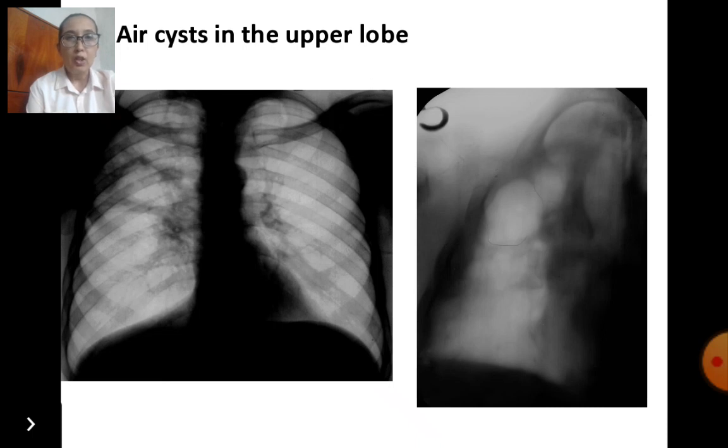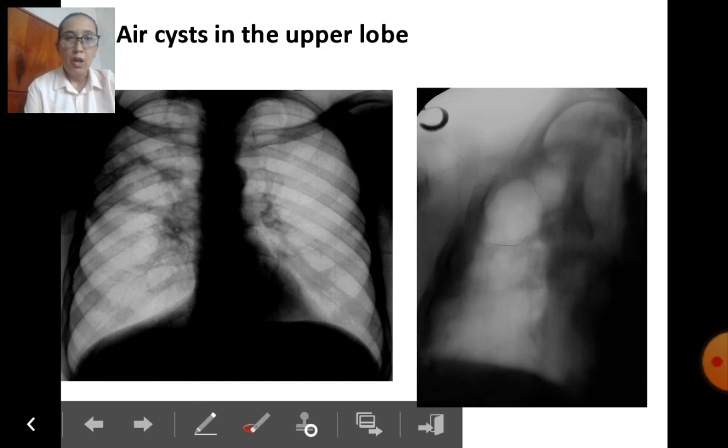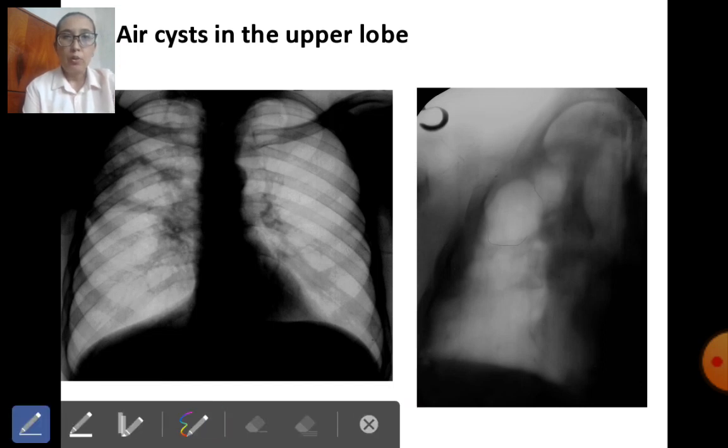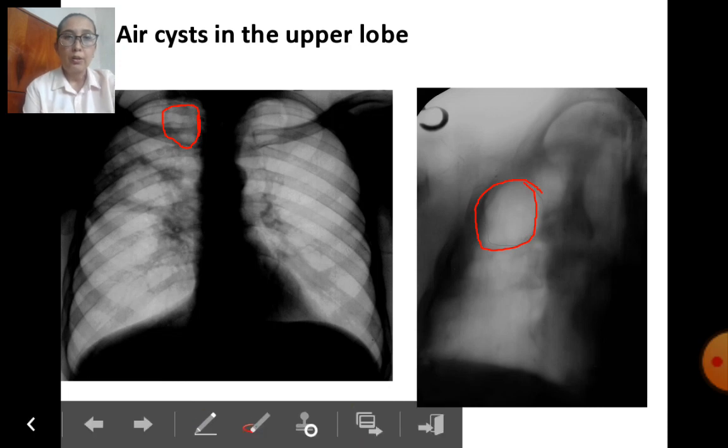Air test, it is differential diagnosis. You can see the air test in the upper lobe. I will show you. Here it is. And in the tomography you also can see the air test.